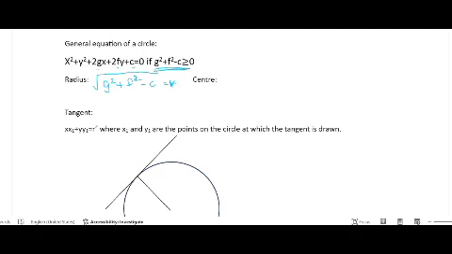Now how do you find the center? Center of a circle is minus g comma minus f. That's it. That's all you have to remember. So what is the radius? g square plus f square minus c, the whole under root. The center is minus g comma minus f. That's all. Now you can also solve your exercise 6.2.